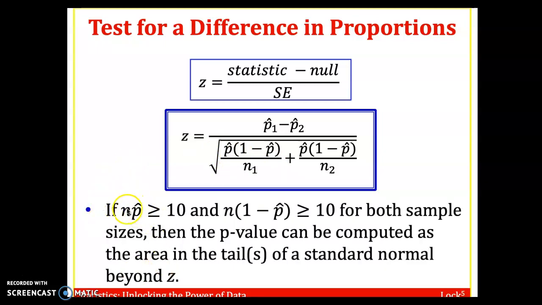And we also need the requirement that the number of successes here, n times P hat, is greater than 10, and n times 1 minus P hat is greater than 10 for both sample sizes. Then the p-value can be computed as the area using the normal distribution. So this is the assumption to be able to use the normal distribution.